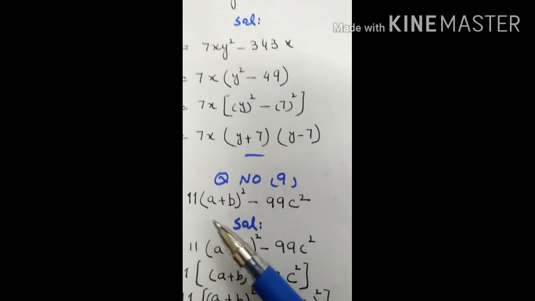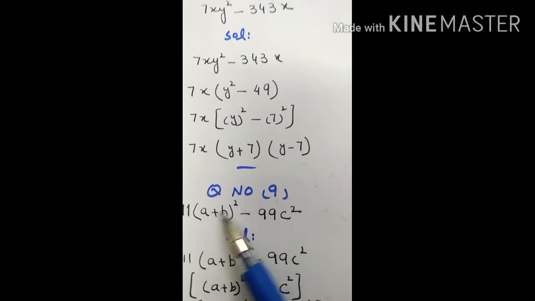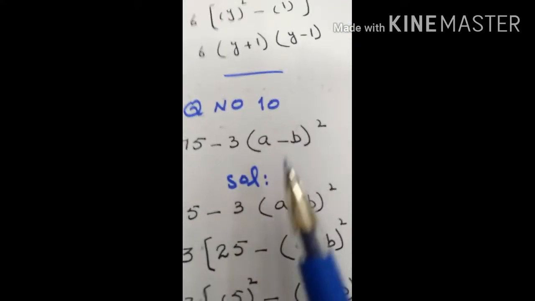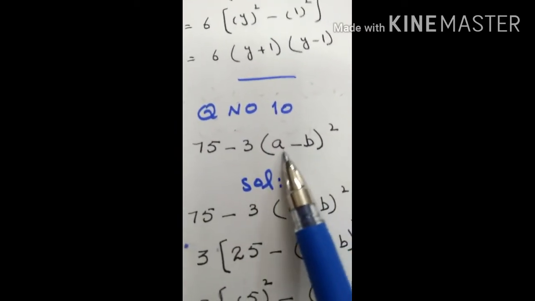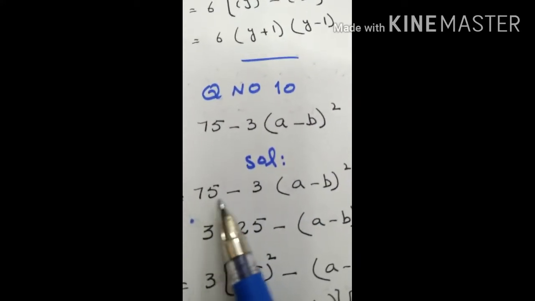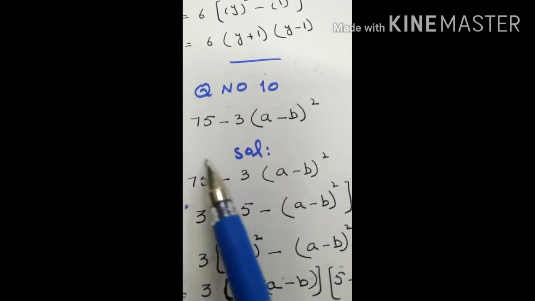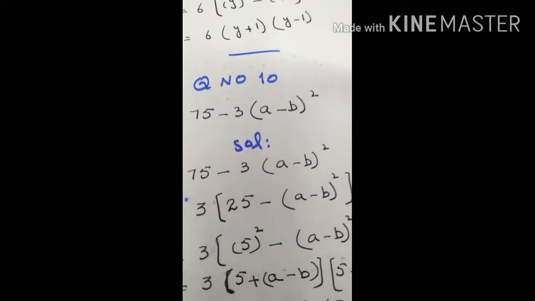Now do question number 10. Question number 10 is also like question number 9, but there is a little bit of difference. Here (a plus b) is the first value, that means the square of any value. Here (a minus b) is the second value. We'll apply the same formula but a little bit different technique. We'll rewrite the question: 75 minus 3(a minus b) whole square. In this, this is the first value, this whole one is the second value.